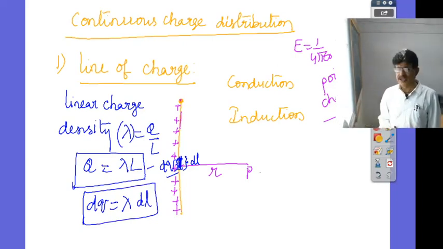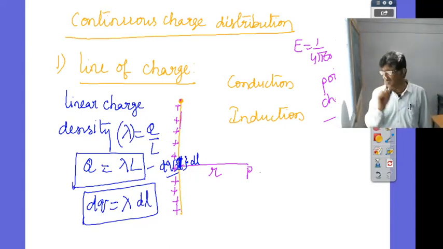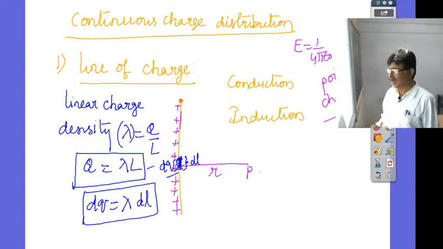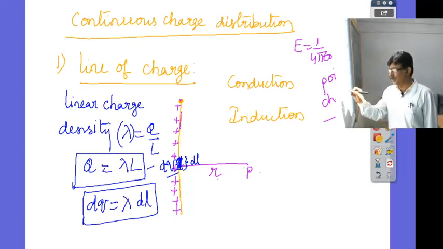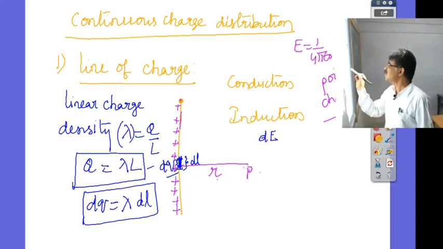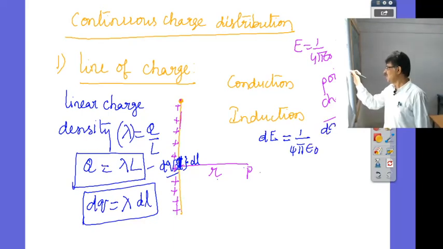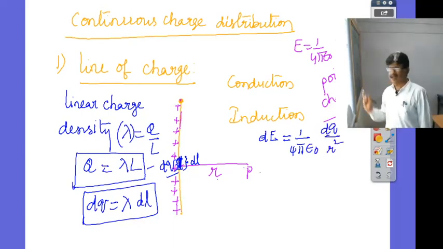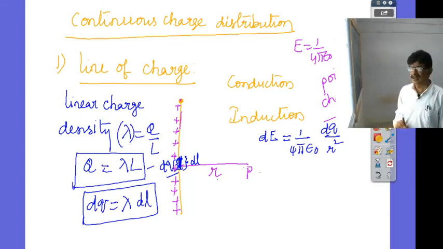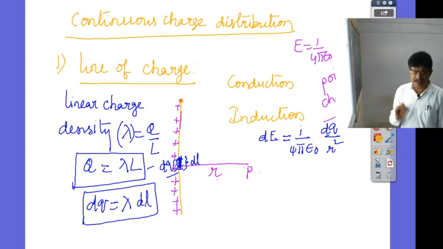Now the charge dq present on dl length is nothing but a point charge. Because of that, at distance r from it, at point P, the electric field intensity will be very small because the charge is small. So dE is equal to 1 by 4 pi epsilon naught into dq by r square. Isn't it? So dE is equal to 1 by 4 pi epsilon naught into dq by r square.